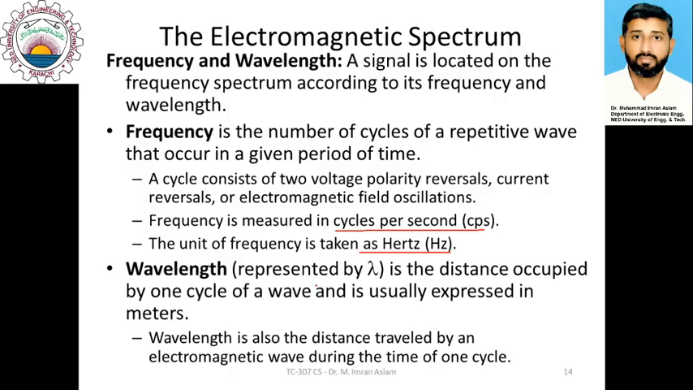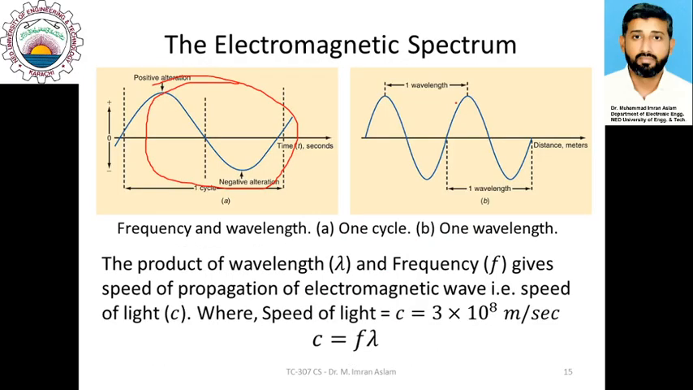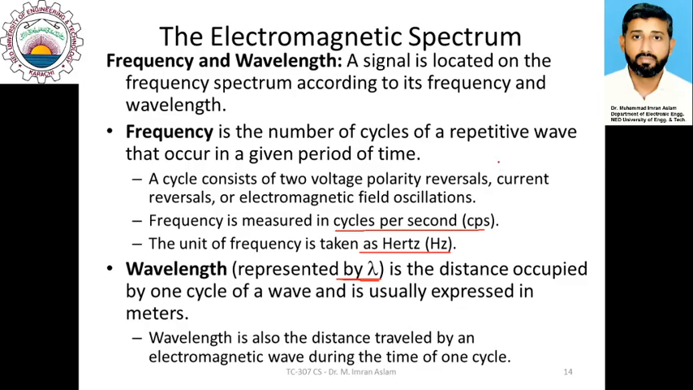Second is the wavelength. The wavelength is represented by the Greek letter lambda. The wavelength is the distance occupied by one cycle of the wave, and of course, as it's a distance, it should be measured in meters. So this is an illustration of a wave. If you consider one complete cycle like illustrated here, this is one wavelength. It does not matter where you start the signal. If you start the cycle from this point, this would again become one wavelength. So if you complete one cycle, the distance would be equal to one wavelength.